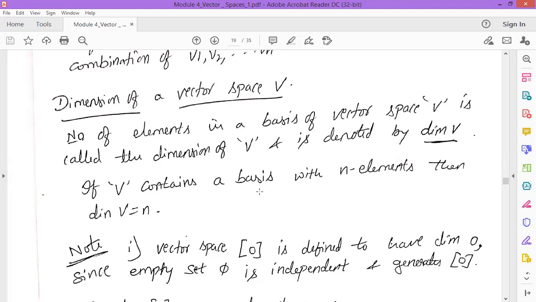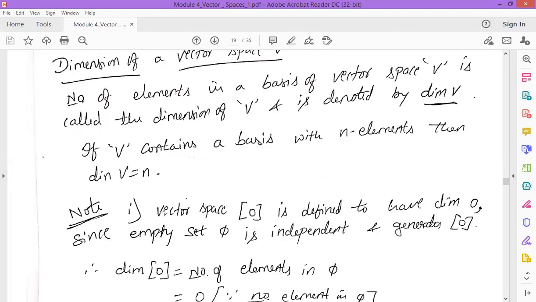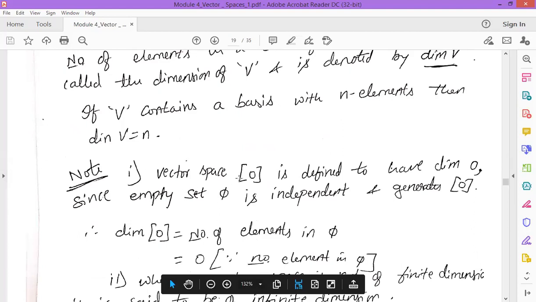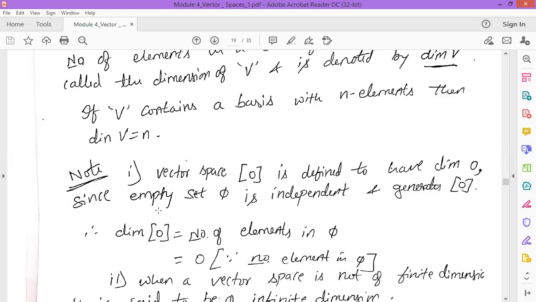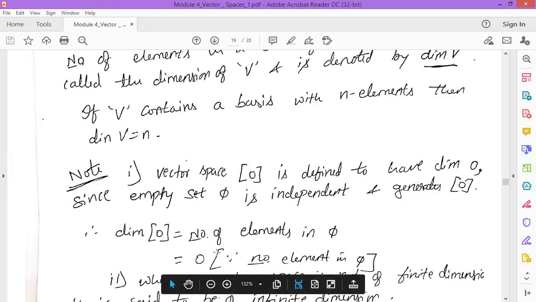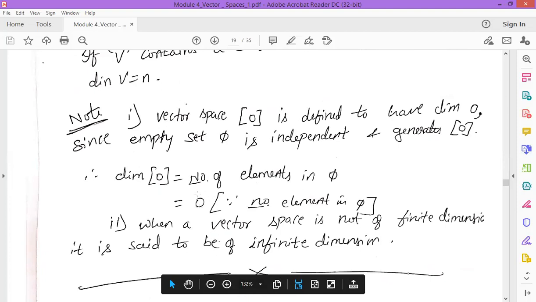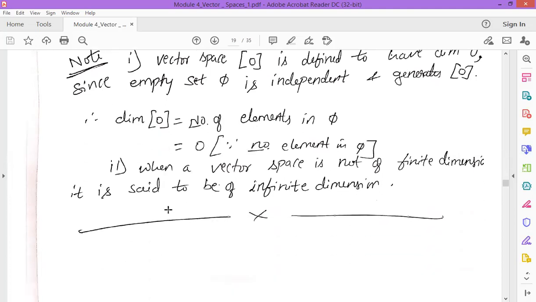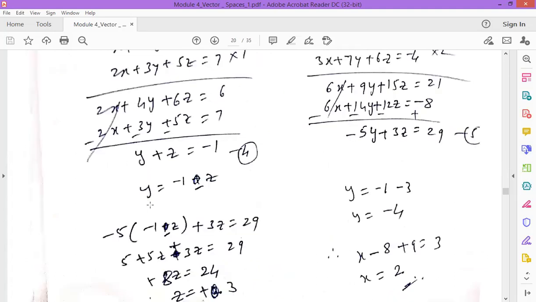And suppose V contains a basis with n elements, then the dimension of vector space V will be equal to n. Also, the vector space of the null set is defined to have dimension 0. That is, the empty set is independent, and obviously it generates the 0 value. So the dimension of the null space is equal to the number of elements in the null space. As we know, the null space has 0 elements, so the dimension will be 0 for a given null space. And also, a vector space that is not finite dimensional is said to have infinite dimension. We'll take up these problems later.